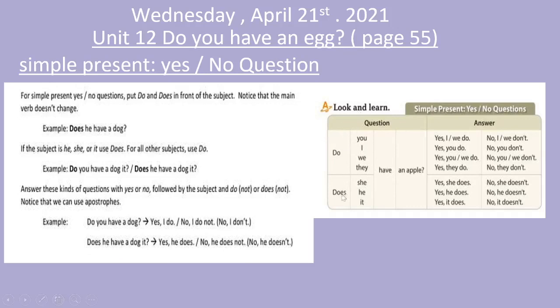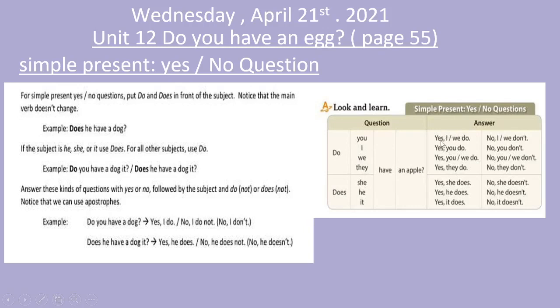So here is the form for the present simple question: we put do in front, after that is the subject, right? And the verb we don't change, we still keep have, right? Okay, so: Do you have an apple? Do I have an apple? Do they have an apple? Does she have an apple? Does he have an apple? Or does it have an apple? And the answer is yes or no.